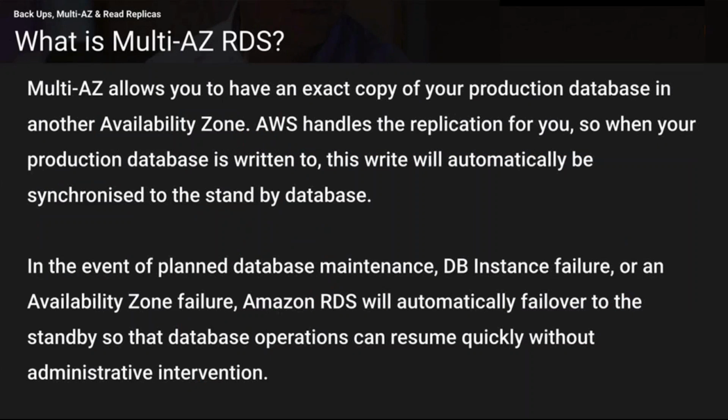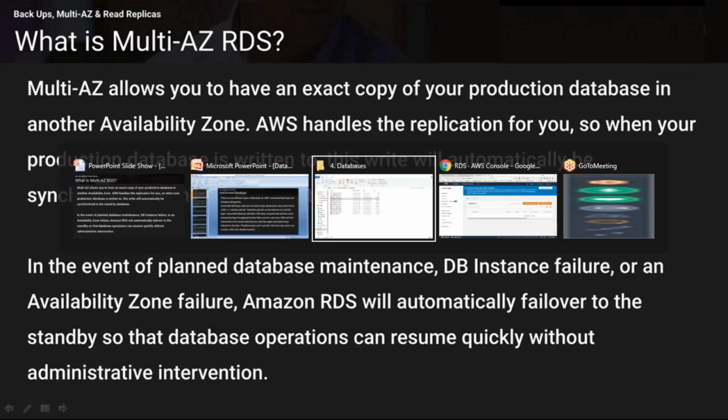And in the event of any planned database maintenance, any database instance failure, or if an availability zone failure is going to happen, Amazon RDS is automatically going to fail over to the standby so that the operations can resume quickly without any administrative intervention. So we do not need to have any administrator take care of this. Automatically the things would get redirected towards the standby database. Now yesterday, if you remember, we were having one point called clusters.